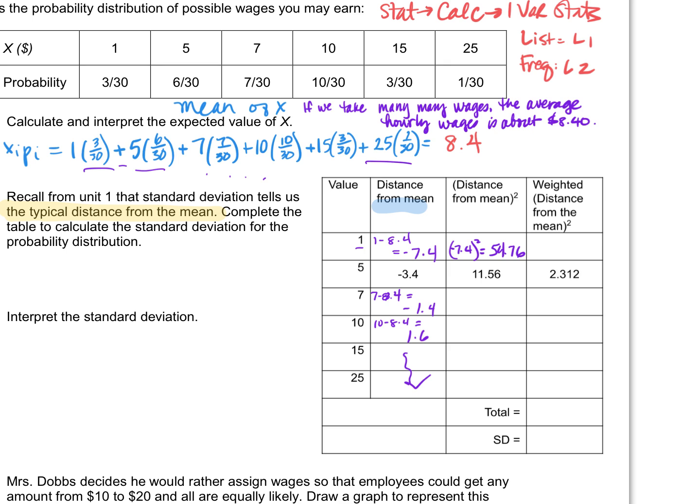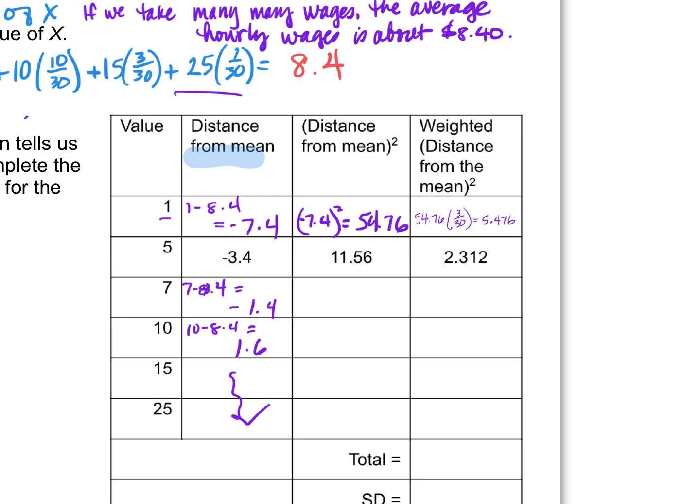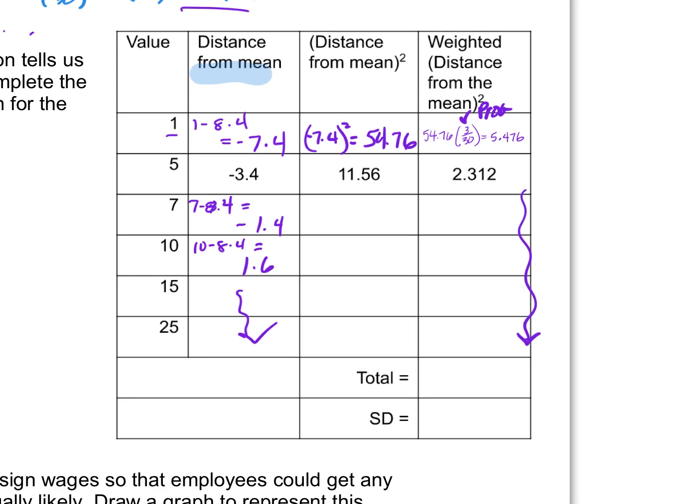And then you have to do this. Then you have to weight it. Weight it means multiply by the probability. So watch this. We're not going to do this for everyone, but I would have to do 54.76 times the 3 out of 30, which would give me 5.476. Okay, that's the weight. The probability is the weight. Then, look at that. Then you have to add them all up and get a total and divide by the total. You're loving this, right? So great, isn't it?